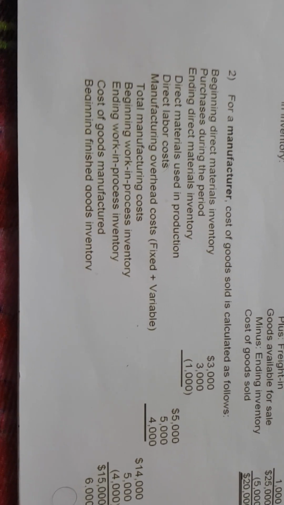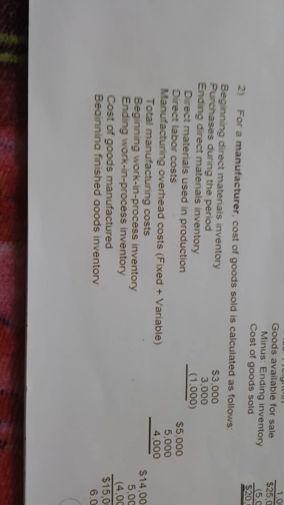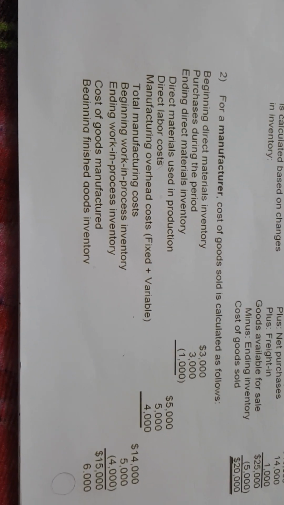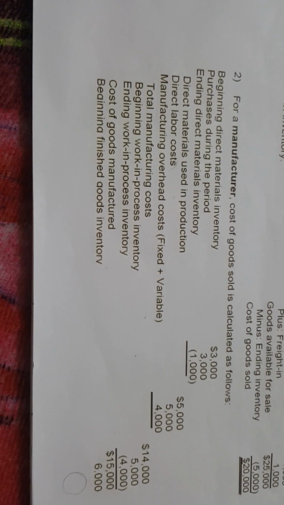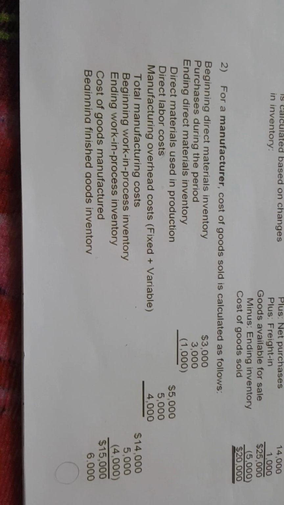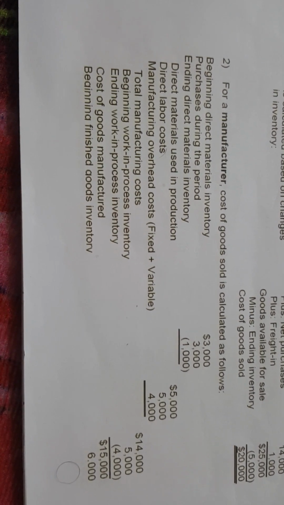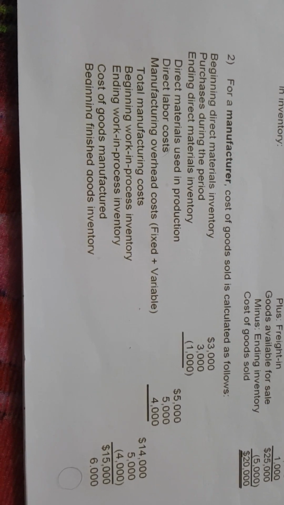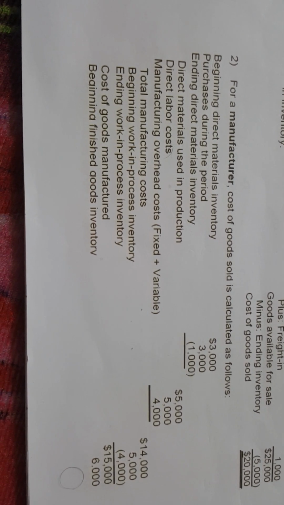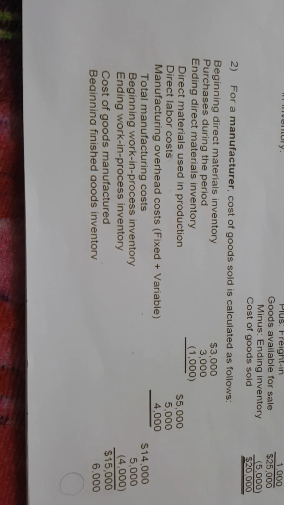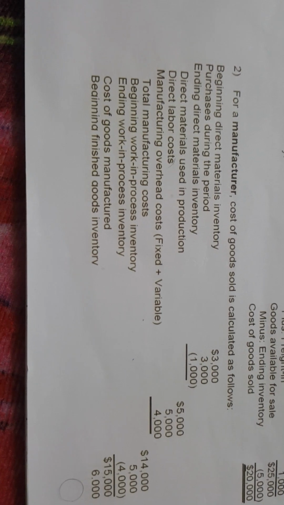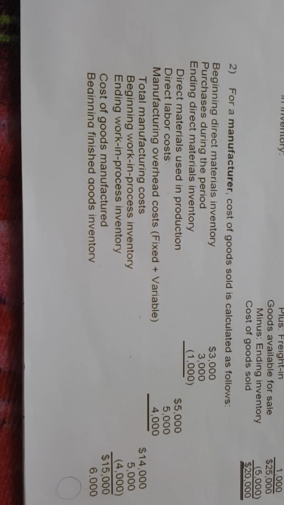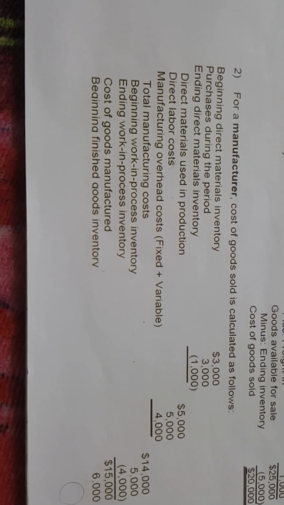Okay, so how many steps have you completed here? Three steps. One is the direct material used in production, another is the manufacturing cost, the total manufacturing cost. After adding work in progress, you are getting the cost of goods manufactured. And now to the cost of goods manufactured we are adding the cost of beginning finished goods inventory.